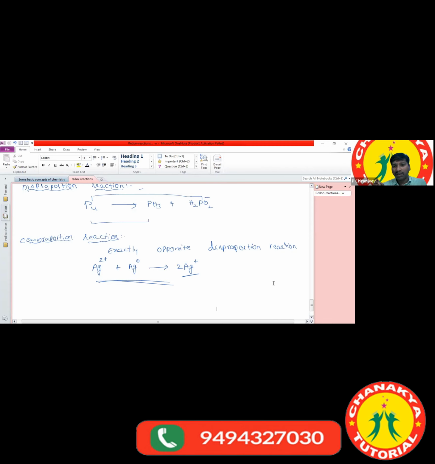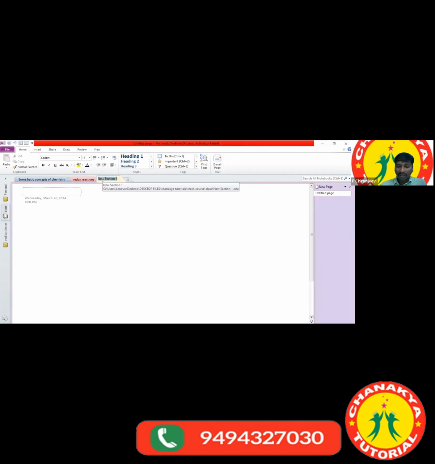So is that clear? Next, I'm going to start another chapter here, which is interlinked to redox reactions and some basic concepts of chemistry. So what is the chapter we are going to start here? Solutions.